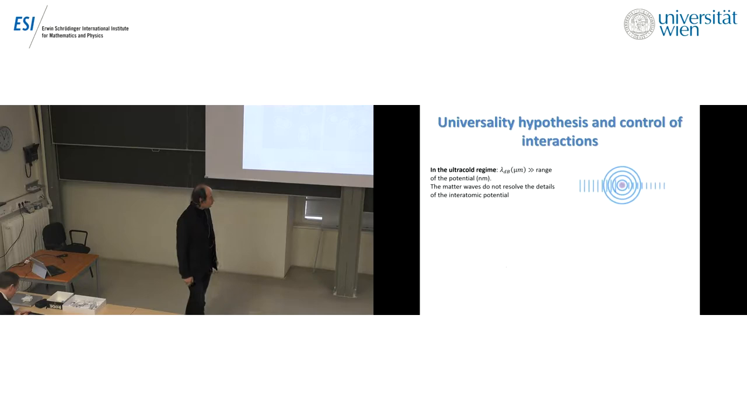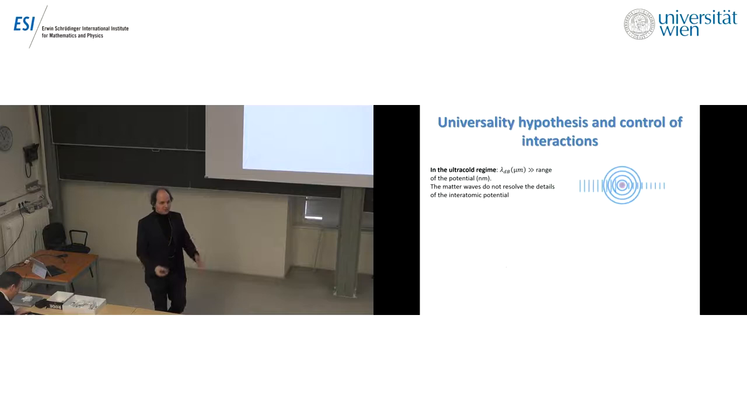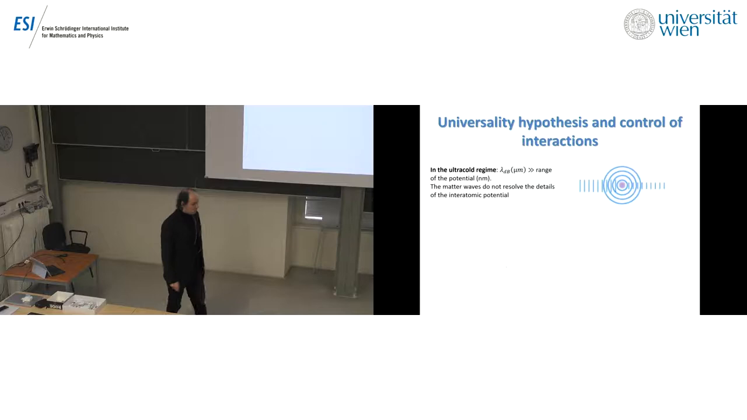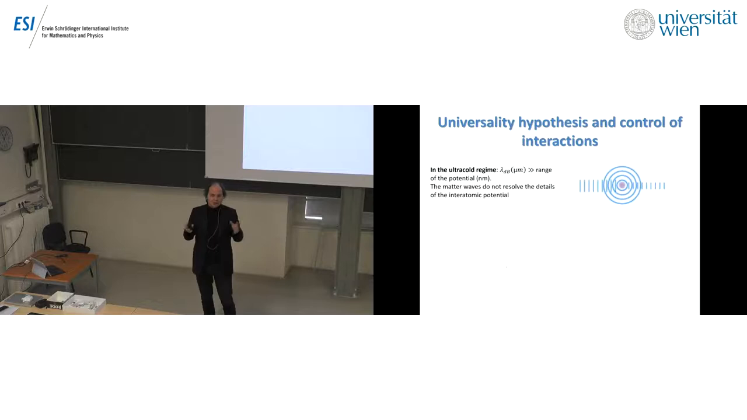Okay, so one of the unique features of cold atoms is the fact that interactions are very simple due to these short-range limits, and that we can control these interactions. In a nutshell, if you work in this regime where the de Broglie wavelength is much larger than the range of the potential, and you describe the scattering of two particles quantum mechanically, you have essentially an incoming wave and a scattered wave. As usual in diffraction, since the wavelength is very large, you will not resolve the details of the potential.